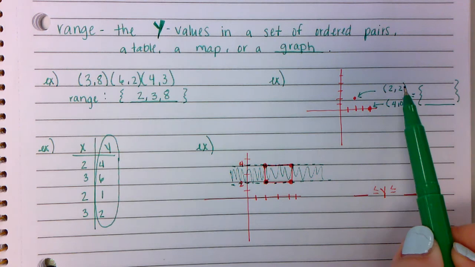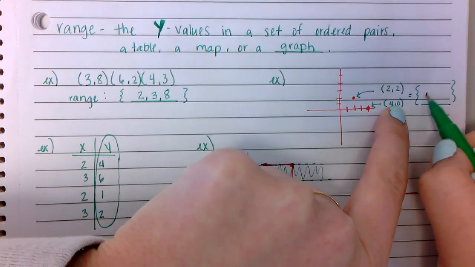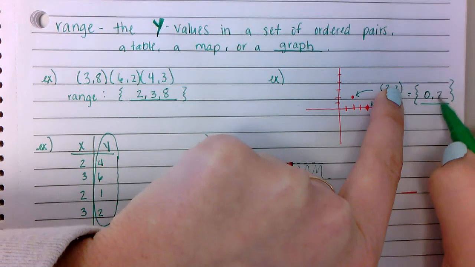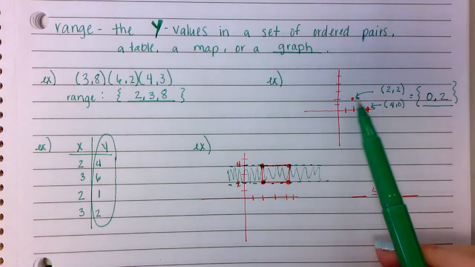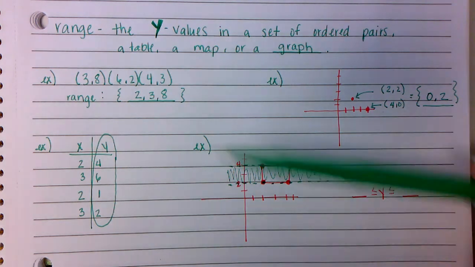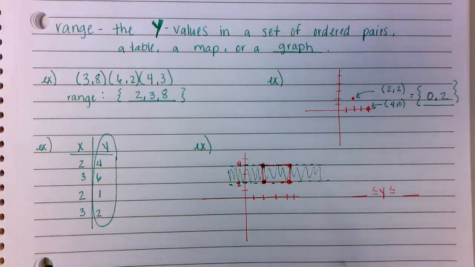We're going to pull out just the ranges, which is just those y values, starting with the smallest number, which is 0, and then 2. So 0 and 2 are the y values that these 2 points are touching. They're touching 0 on the y-axis, and it's touching 2 on the y-axis.